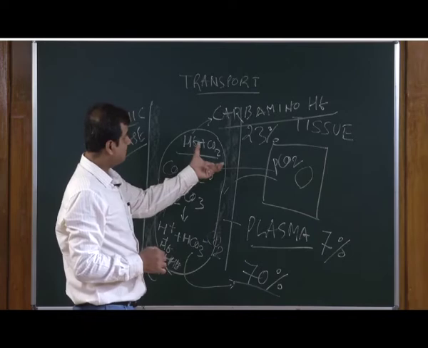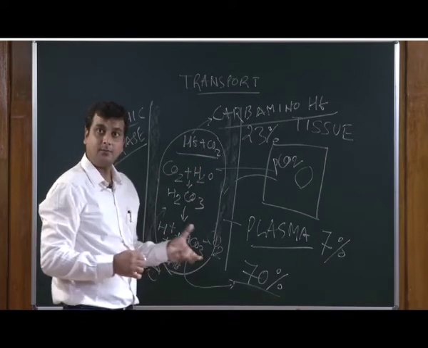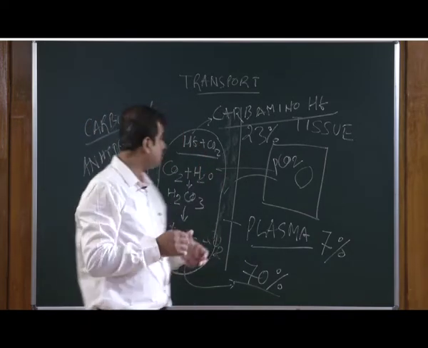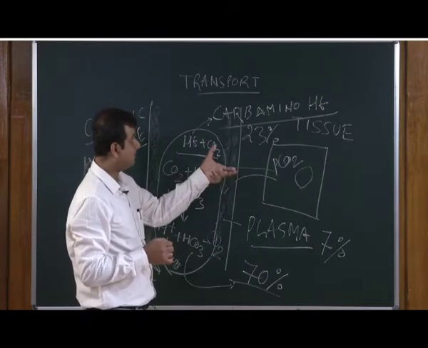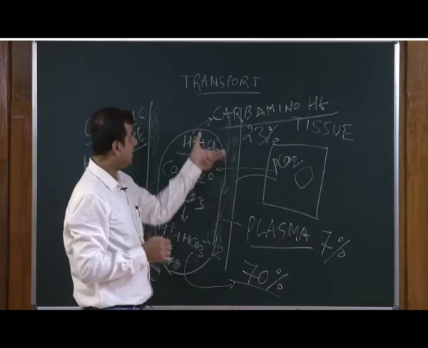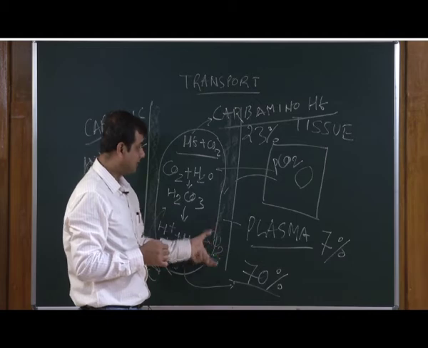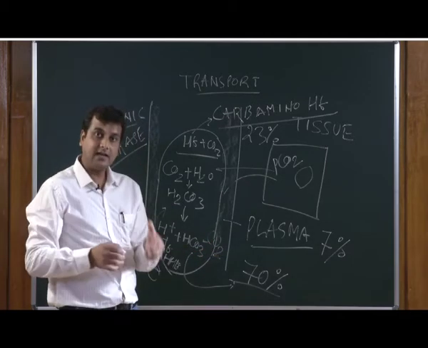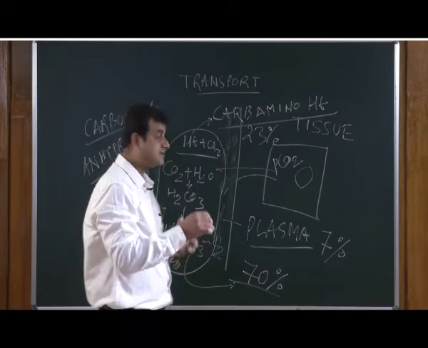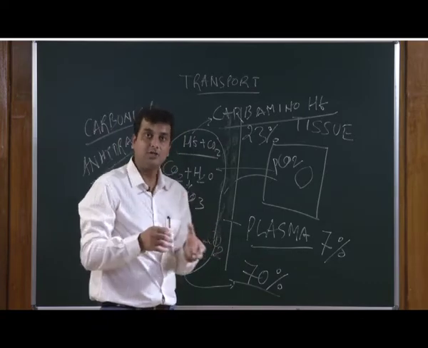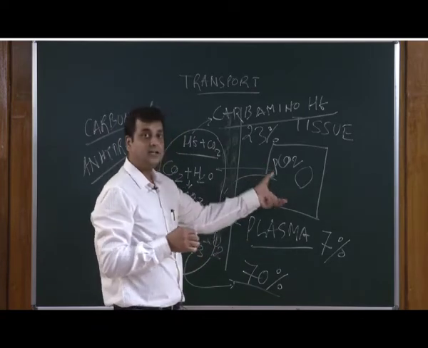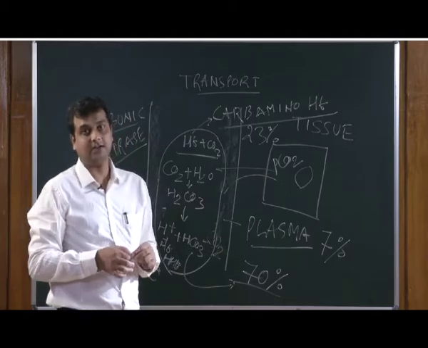So, this transportation is very important, and this transportation of carbon dioxide in the carbaminohemoglobin, the plasma and the bicarbonate is maintained by the partial pressure, and it gets modulated by the variation in the partial pressure of carbon dioxide.